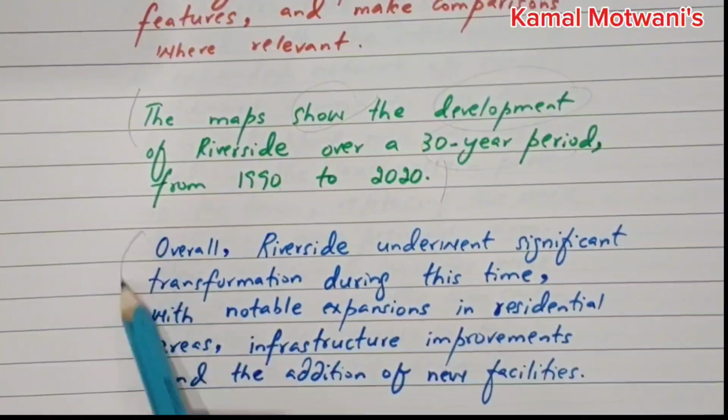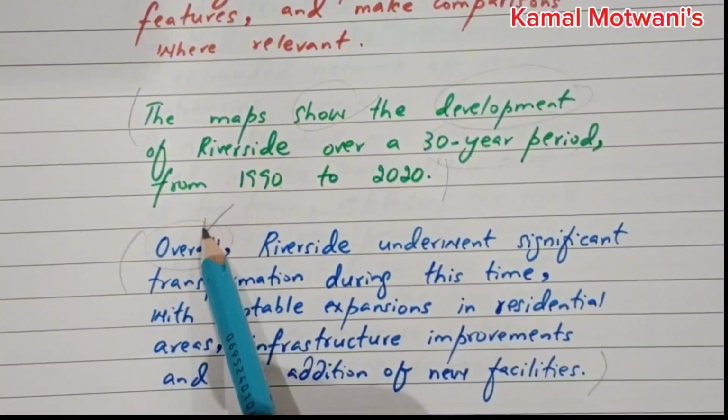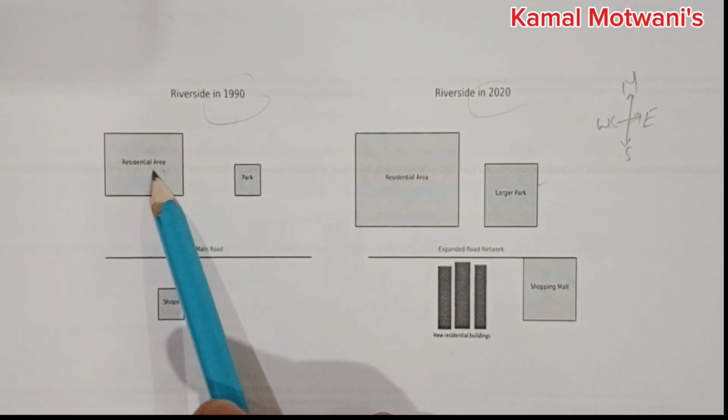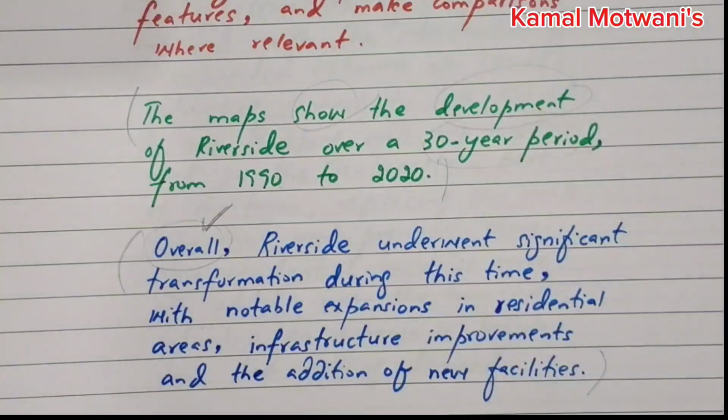The writing in the blue ink is overview. Overall, now this connector is very much necessary because it hints the examiner that the candidate has written the overview onwards. Overall, Riverside underwent significant transformation during this time, with notable expansions in residential areas. Now see, this is the expansion from this residential area to this expanded or bigger residential area. That's what I have written.